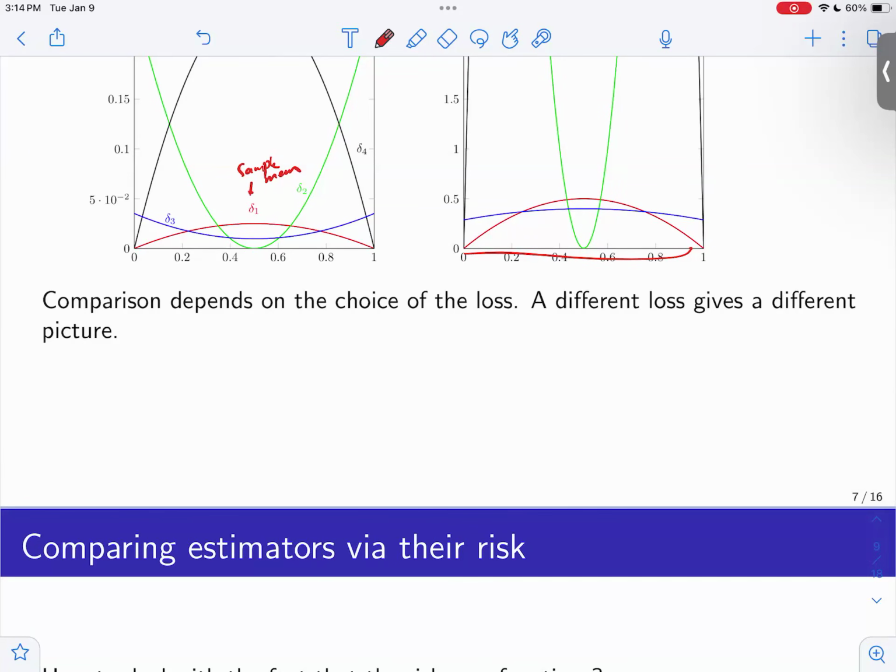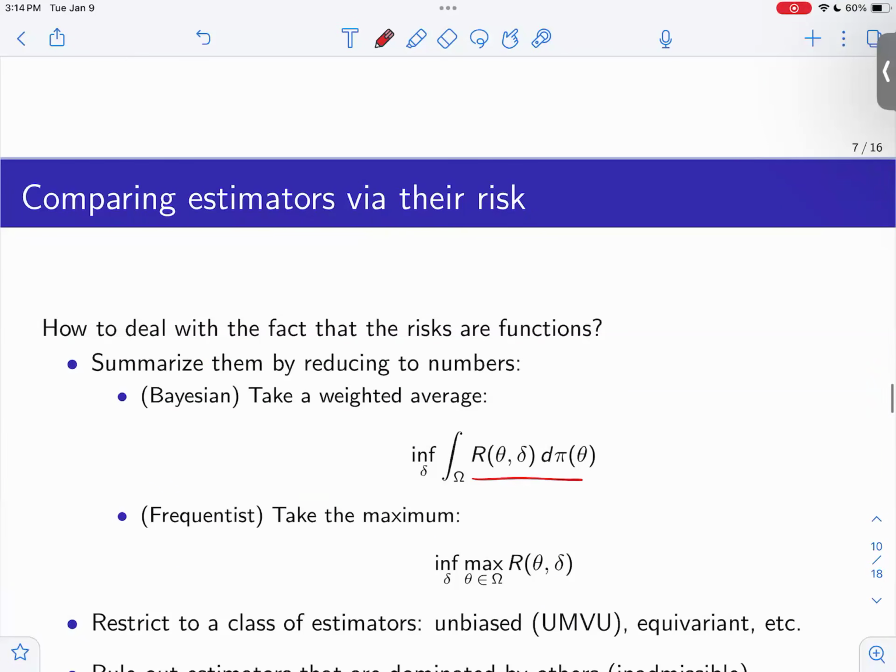Let's say I know that my theta is going to be close to this rather than this. I put a weight function like that on theta, and then I can take a weighted average of the values of the risk. Pi would be my weighting function, and this pi would really be the prior in the Bayesian approach. So the Bayesian approach can be viewed in this fashion, through the lens of decision theory, as putting a weight on the space of theta to be able to measure an average risk. This gives you a weighted average risk.